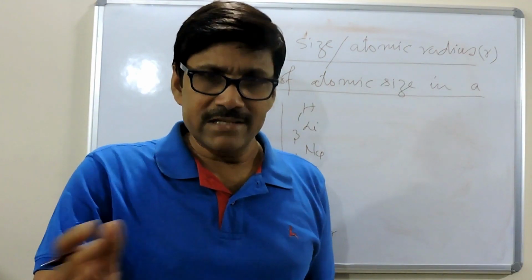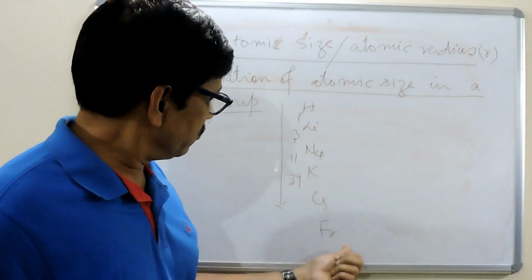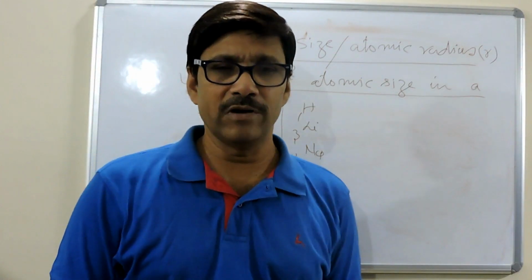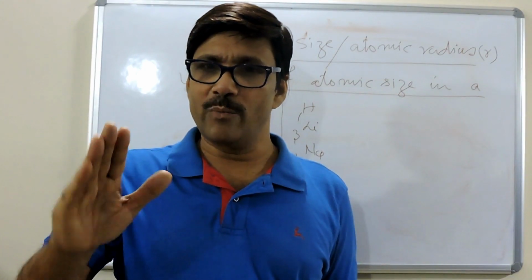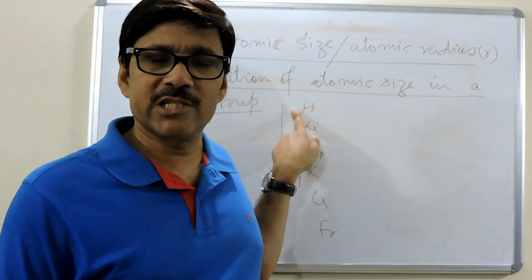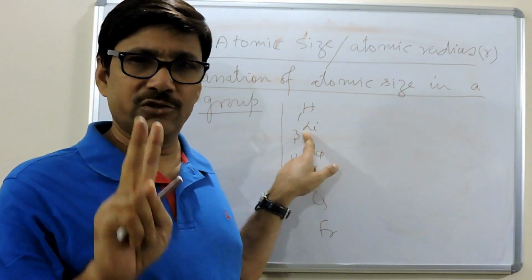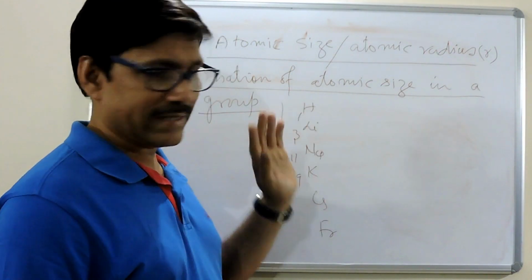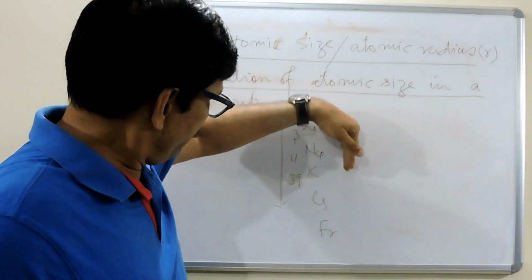The number of shells can be easily known by writing the electronic configuration. And moreover, the period number itself will tell you how many shells are present. For example, hydrogen is in the first period, so it has 1 shell. Lithium is in the second period, so it has 2 shells, then 3 shells, 4 shells and so on.